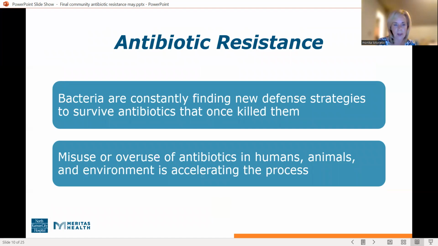Bacteria, you have to remember this, are constantly finding new defense strategies. They want to survive the antibiotics that once killed them. The misuse or overuse of antibiotics in humans, animals, and in our environment is accelerating this process.